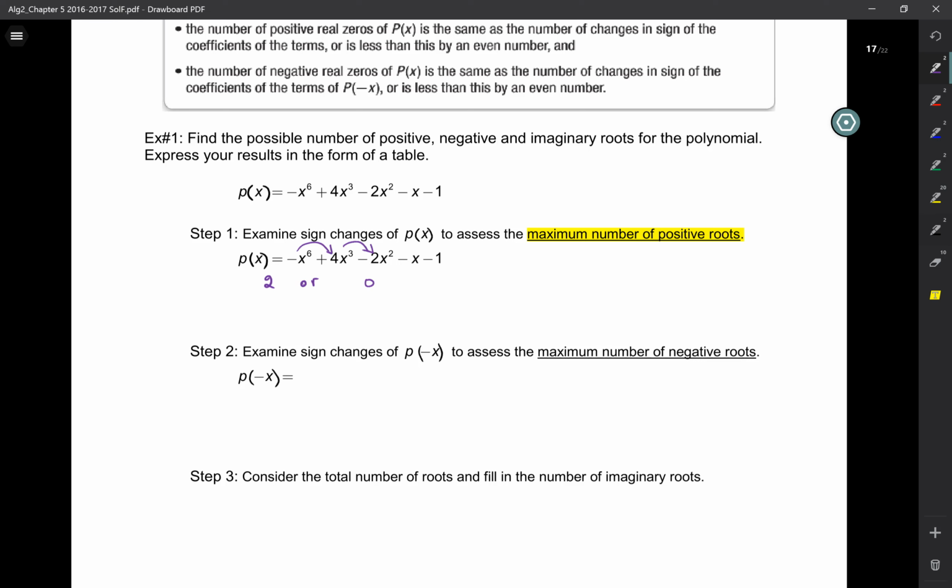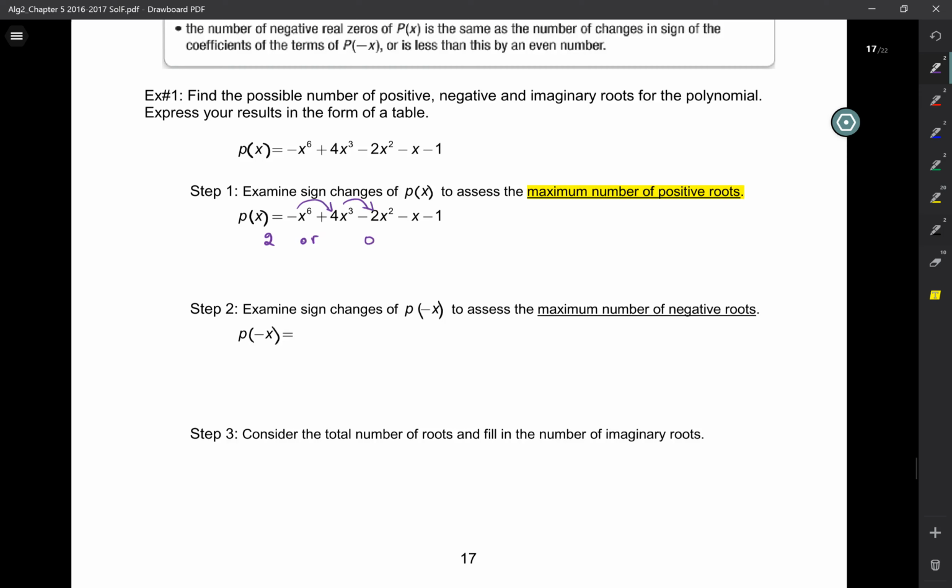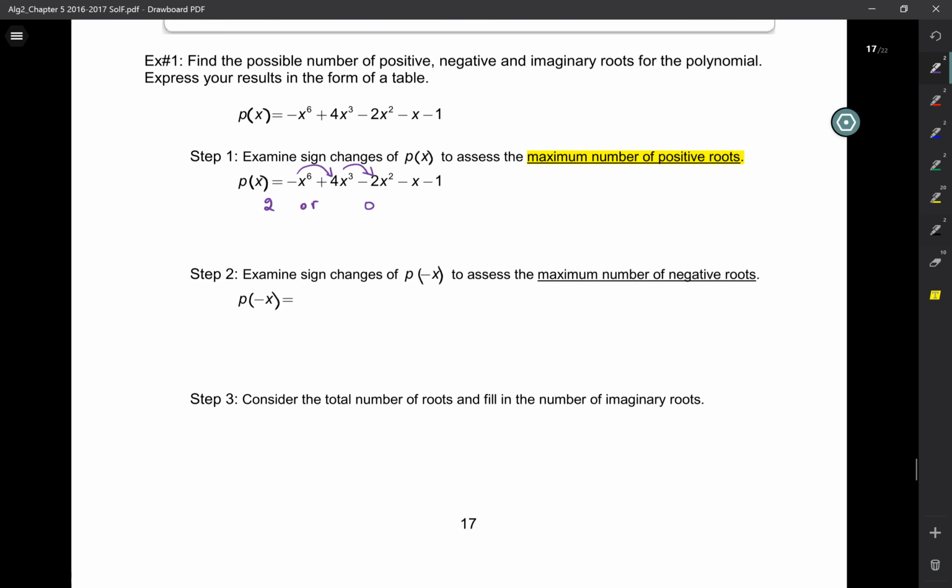Suppose when we did the changes, we got 5. It would be 5 or 3 or 1. When you can no longer subtract 2, when you don't have enough left to take away 2, you stop. All right. Next, so this is the maximum number of positive roots. What about the number of negative roots?